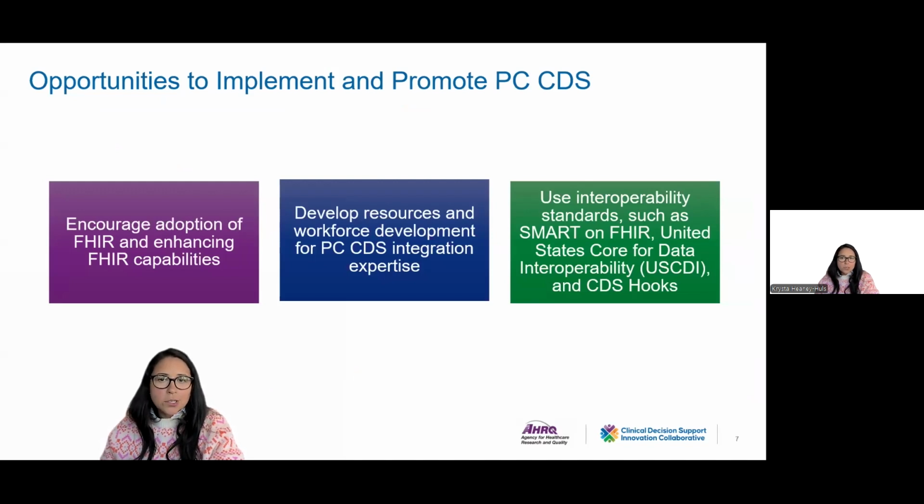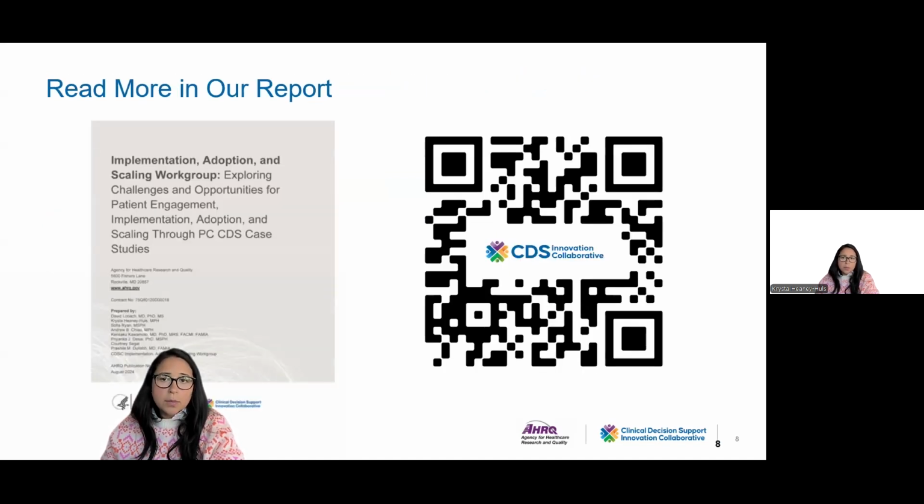Efforts to enhance the technical infrastructure to implement and scale patient-centered CDS should focus on encouraging FHIR adoption and enhancing FHIR capabilities, developing resources and workforce capacity for patient-centered CDS integration expertise, and using interoperability standards such as SMART on FHIR, USCDI, and CDS Hooks. By implementing the suggested solutions and recommendations outlined in this report, stakeholders can harness the full potential of patient-centered CDS to improve patient outcomes and enhance the quality of healthcare delivery.